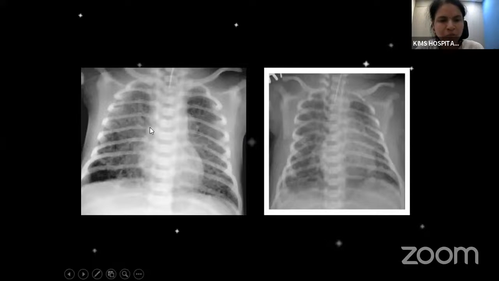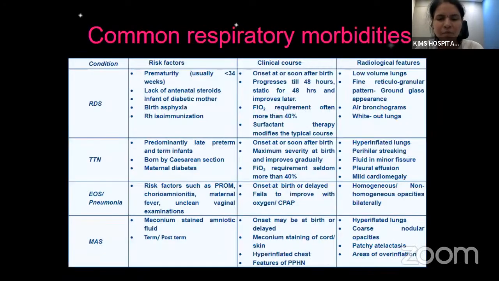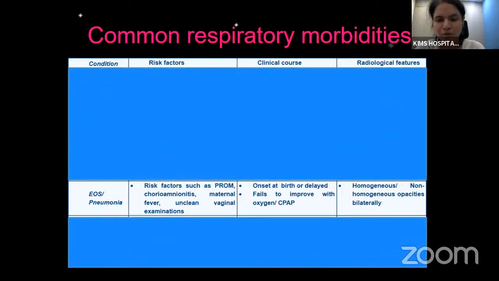There are bilateral, fairly inhomogeneous coarse opacities. They appear to be more prominent on the right upper and mid zones in comparison to the left lung. This is also interspersed with some areas of hyperinflation in the right lower zone of the right lung. So this is quite classical of the hyperinflated form of meconium aspiration syndrome, as in the other X-ray on our right side. Sometimes we may also find predominant atelectasis in a newborn with meconium aspiration syndrome.